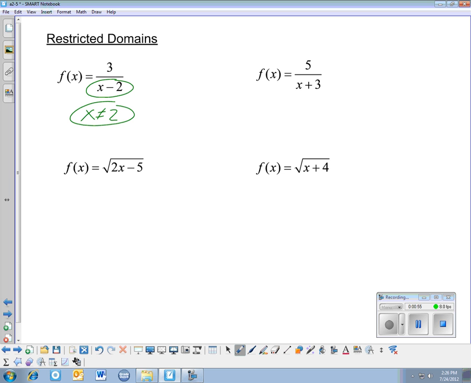It's easier to point out the one number x can't be instead of the infinite numbers that x can be. And the same thing for our second example to the right, x cannot equal negative 3. X can be any number except negative 3, because that would result in undefined.